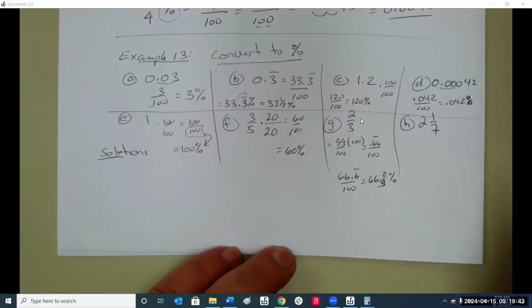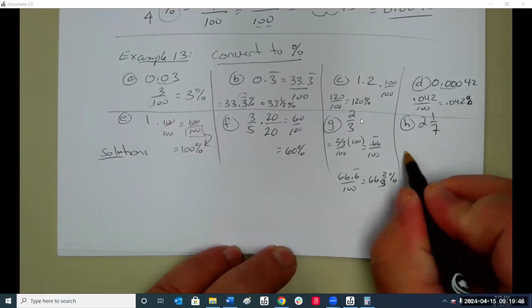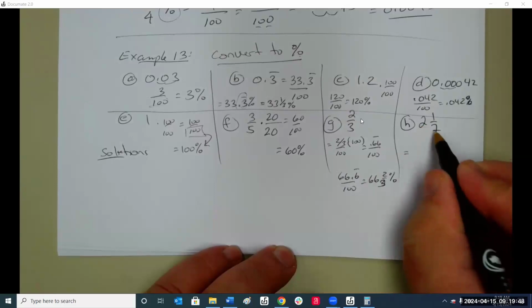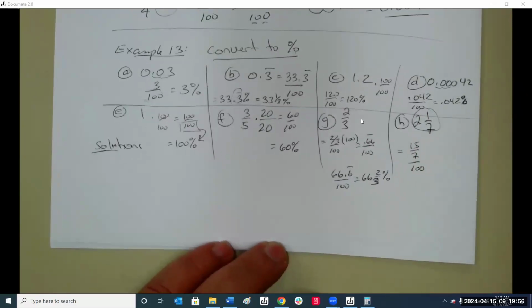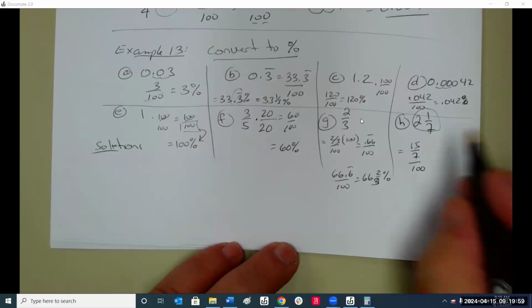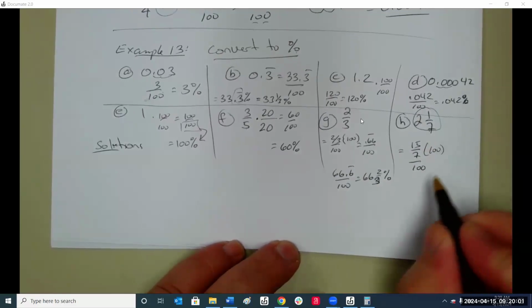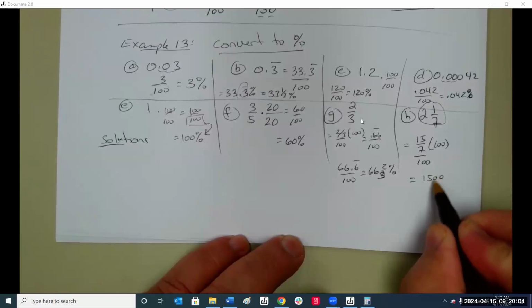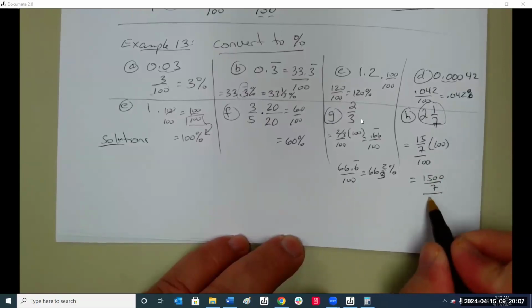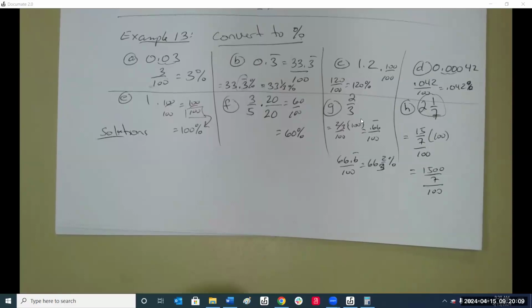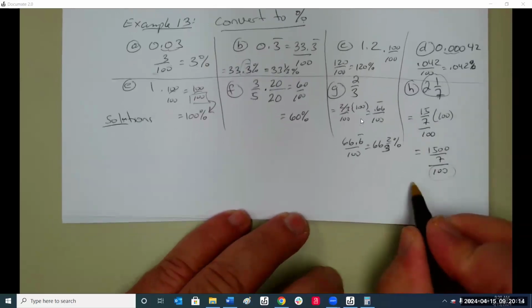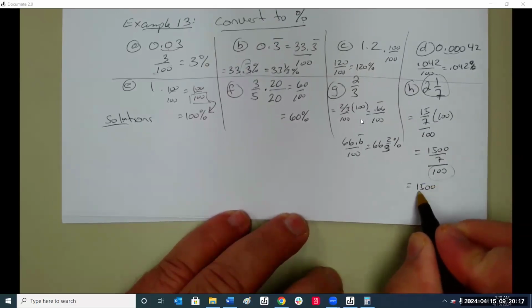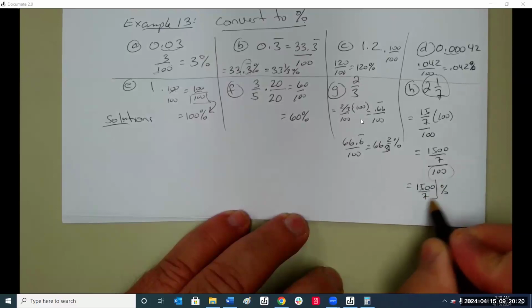And 2 1/7. So this, convert this to an improper fraction, 14, so it's 15/7 over 100 times 100, which is 1,500 over 7 divided by 100. That's 1,500 divided by 7%, whatever this number is.